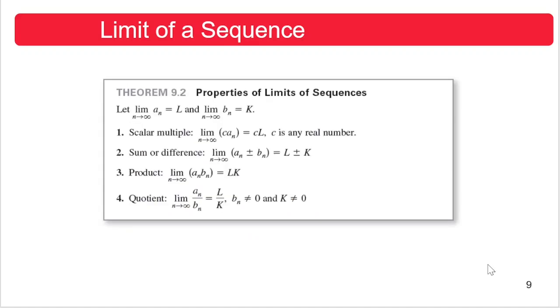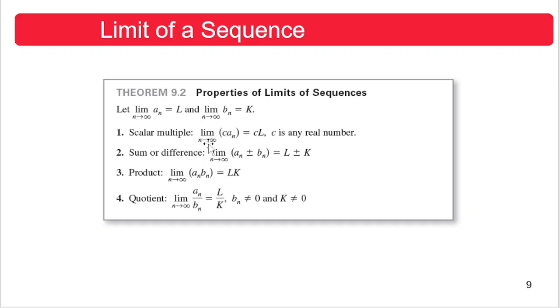Okay, so let us now discuss the properties of limits of sequences. Suppose you're given two limits: the limit of a sub n as n approaches infinity is L, and the limit of b sub n as n approaches infinity is equal to k. So the first property is called the scalar multiple property, wherein when you take the limit of the product of the scalar c and the n-th term of the sequence a sub n as n approaches infinity, the limit is c times L, where c is any real number.